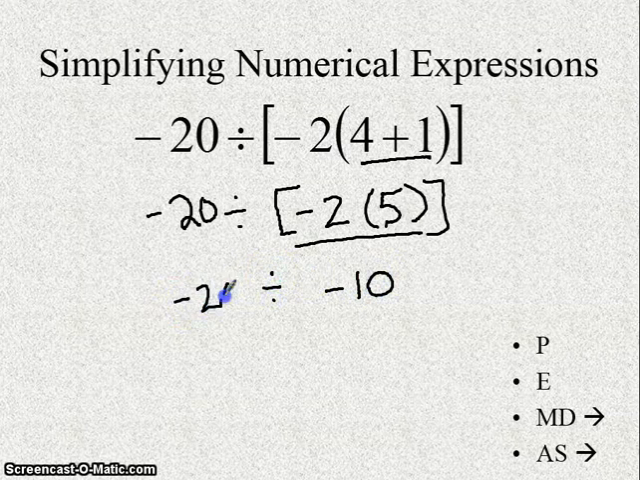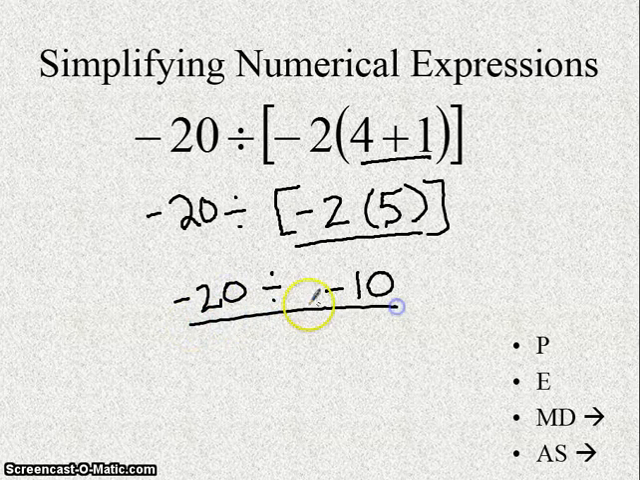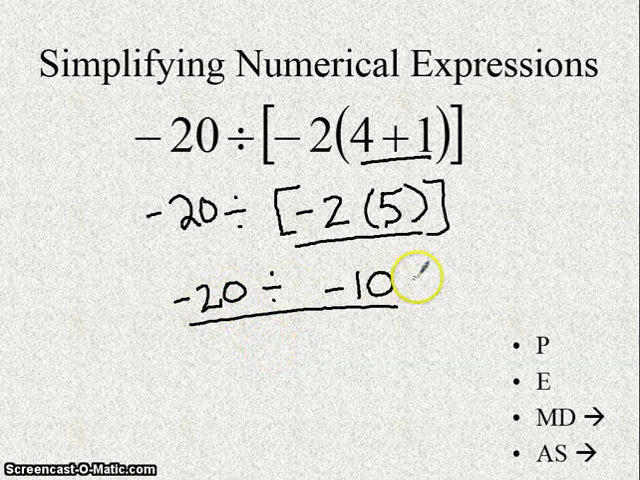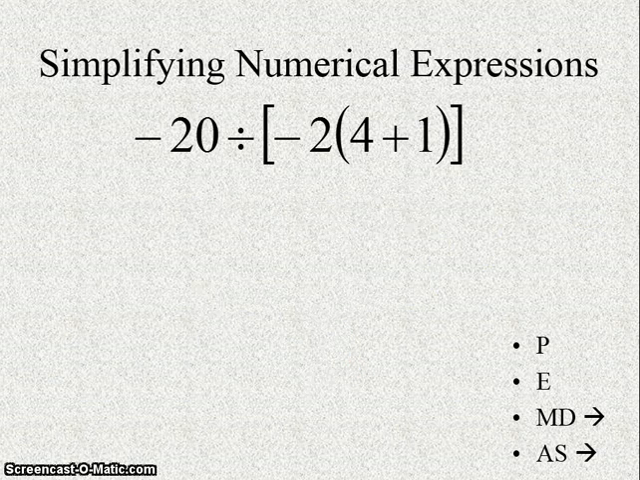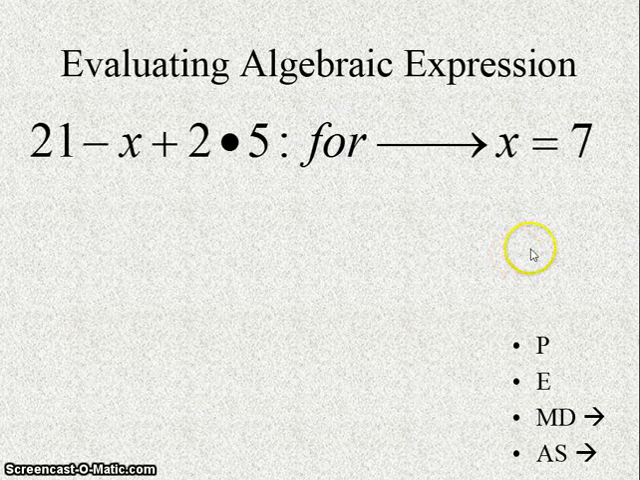Last step, we only have one operation left, and that's division. A negative divided by a negative makes a positive, and 20 divided by 10 is 2. So this expression has a value of 2.